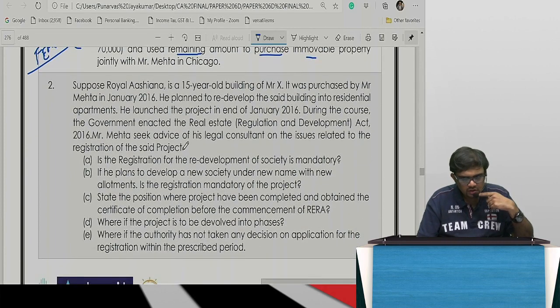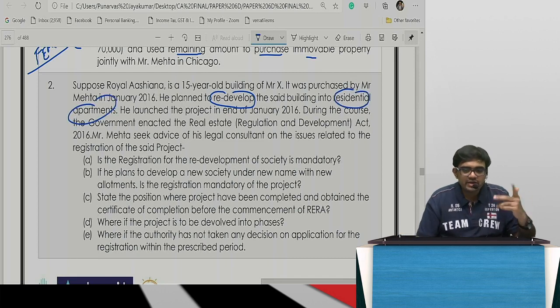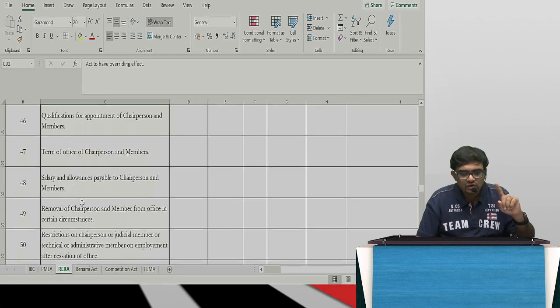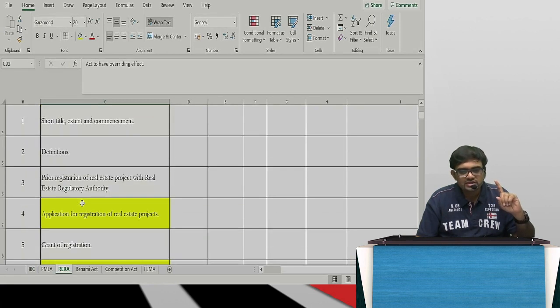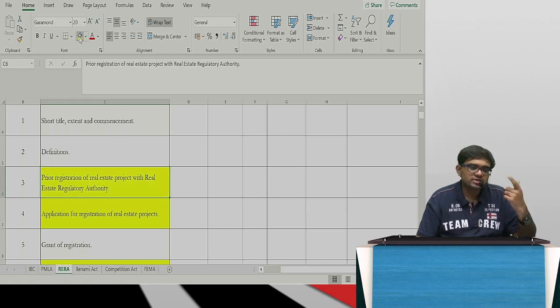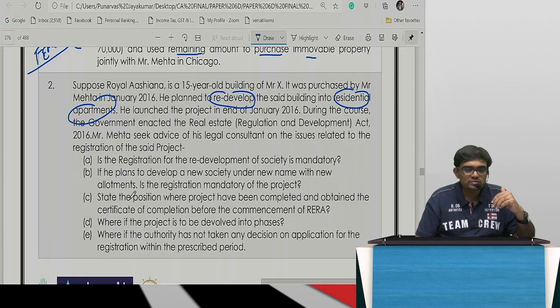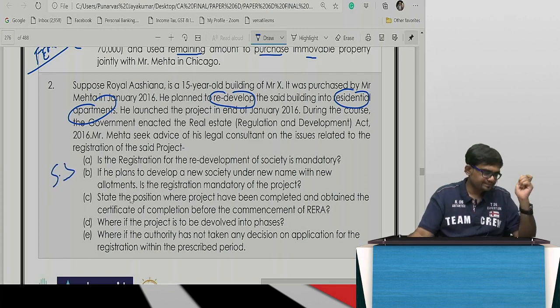Next, redevelop the building. So here they want to redevelop and build it into residential apartments. Redevelopment etc. will come under RERA. It's all about registration. Should I register a property for which I'm going for redevelopment, renovation, or complete overhaul? All these things we had discussed with examples in the RERA part, but it comes under section 3. So predominantly overall, this will be around section 3 of RERA.